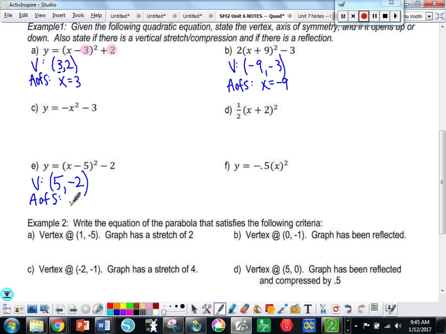5. You get full credit? X equals 5. Good. Very good.